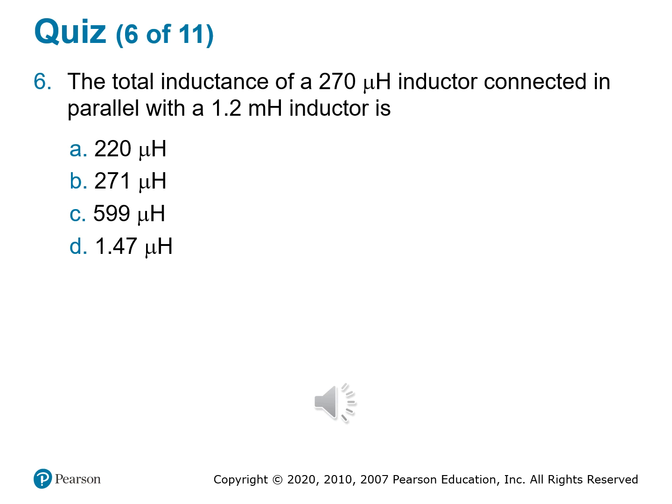All right, question number 6 of the quiz. The total inductance of a 270 microhenry inductor connected in parallel with a 1.2 millihenry inductor is, I'll go ahead and pause the video. All right, hopefully you're back and you've calculated this using the product over sum. And the correct answer is A, 220 microhenries.